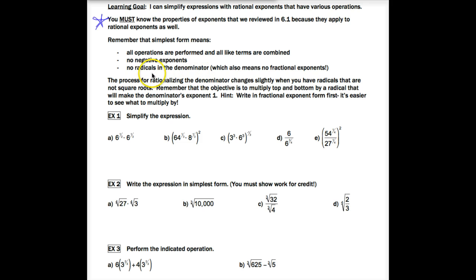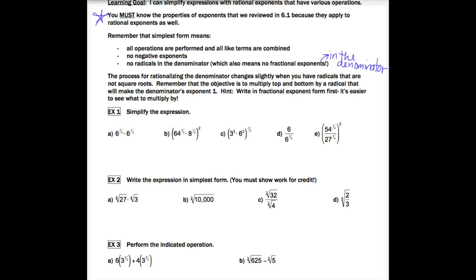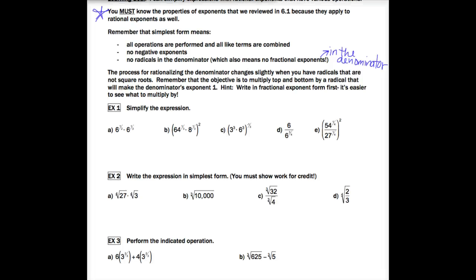Now, remember that fractional exponents, and I should clarify here, no fractional exponents in the denominator either, because a fractional exponent is a radical. So if you have a fractional exponent in the denominator, that's the same thing as having a radical in the denominator. Now, the only part that is new today is how to rationalize a denominator when we have these nth roots instead of a square root.